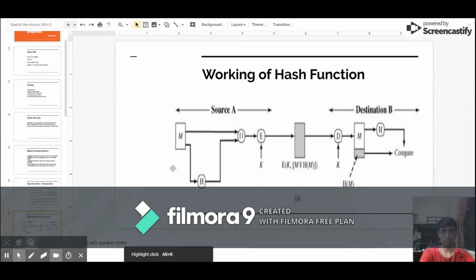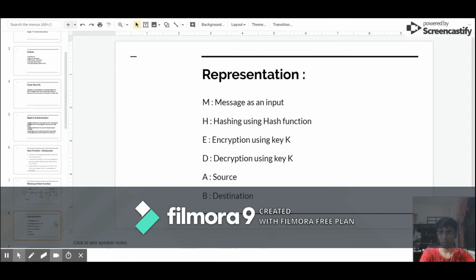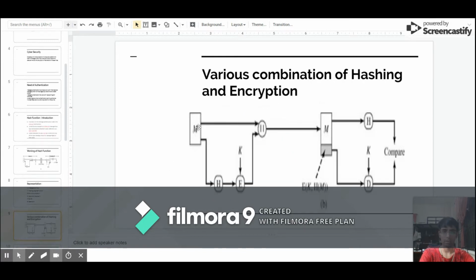So that's how the hash function works. Now let's talk of the representation that we have told, and now move to the next slide and the various combinations of hashing and encryption. Now we'll talk about how many types we can use our hashing.